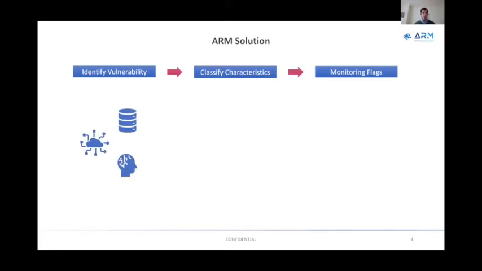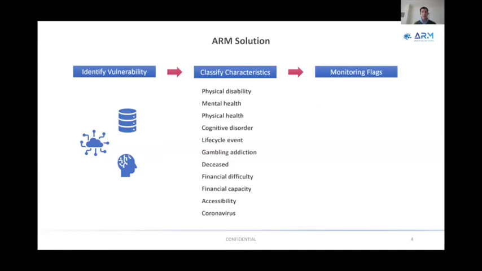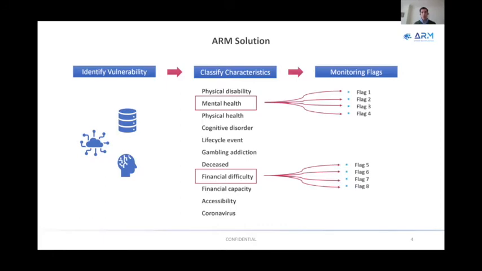We use different available data sources to identify vulnerable customers, and data analytics and artificial intelligence to identify signs or potential signs of vulnerability that would go unnoticed otherwise. To give you an example, for instance, atypical expenditure trends. We classify those signs of vulnerability into different characteristics and monitor the customer journey depending on each individual characteristic.